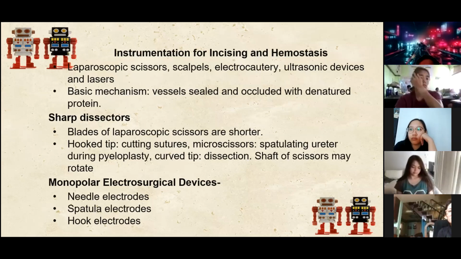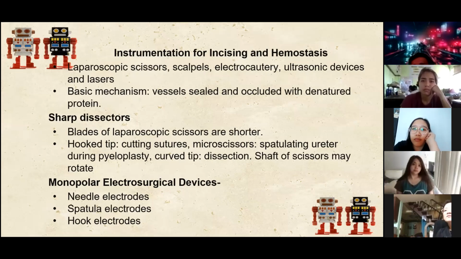For instruments for incising and hemostasis, you have your laparoscopic scissors, scalpels, electrocautery, ultrasonic devices, and lasers. And they are used to cut tissue during laparoscopic surgery. First, vessels are sealed and occluded with denatured protein. For example, you have your electrosurgery and lasers that denature protein by heating tissue with electric current at very high temperatures. For your sharp dissectors, the blades of your laparoscopic scissors are shorter.